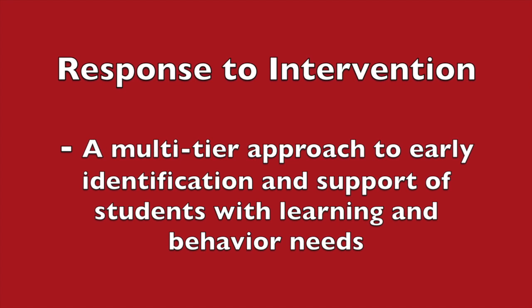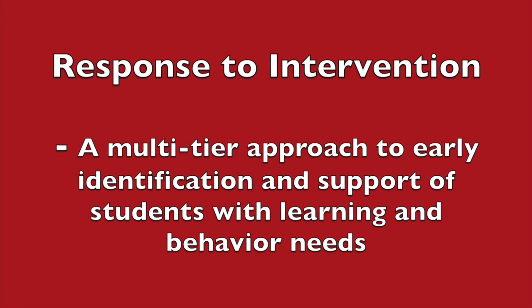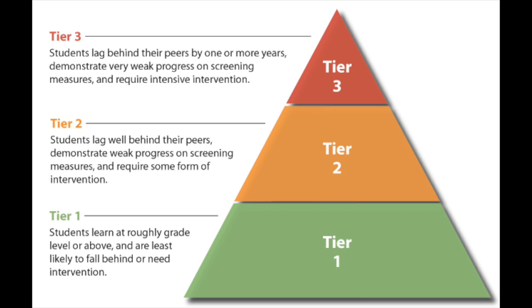Response to intervention involves a multi-tier prevention system with 3 levels: the primary tier, secondary tier, and tertiary tier. These 3 tiers describe the amount of school supports that a student will get for academic and behavioral needs. Tier 1 involves high-quality classroom instruction, screenings, and group interventions. Tier 2 involves targeted interventions, and Tier 3 involves intensive interventions and comprehensive evaluation.